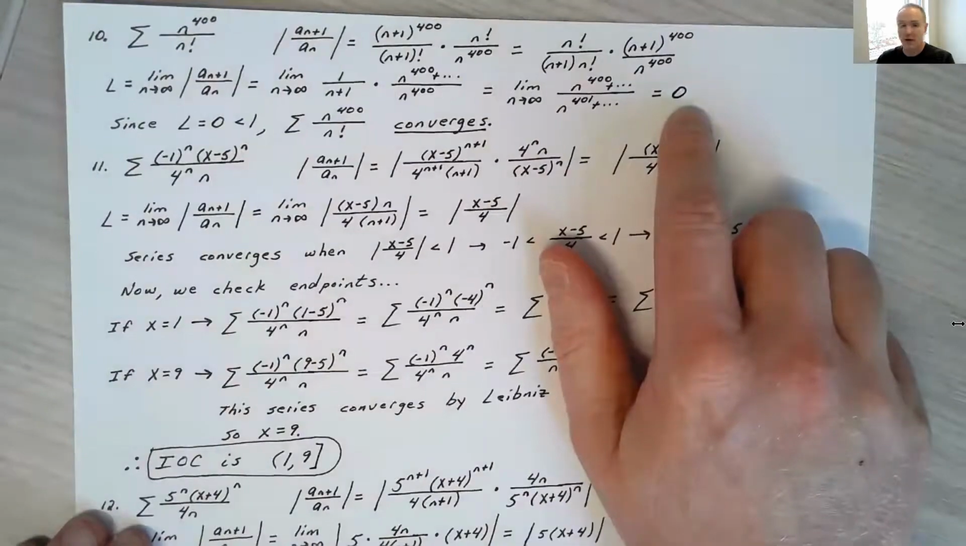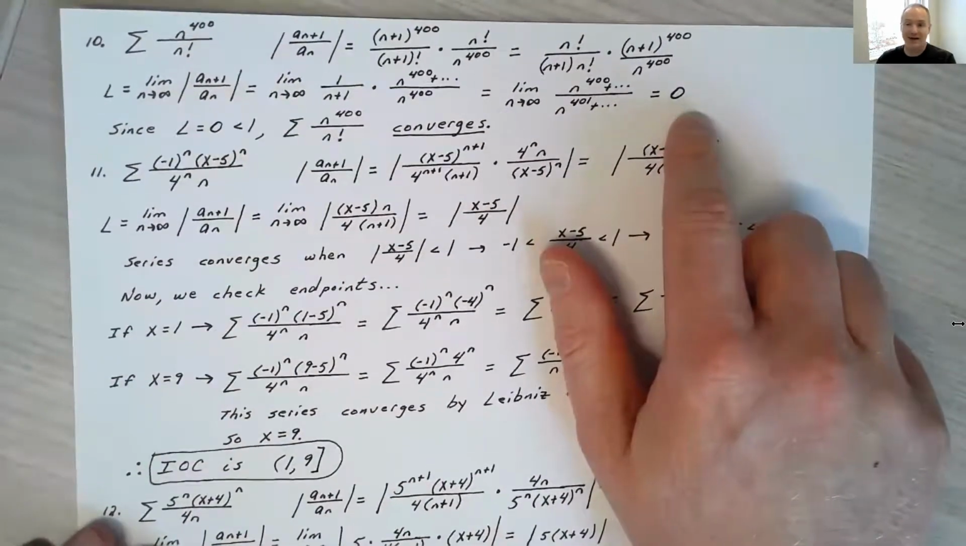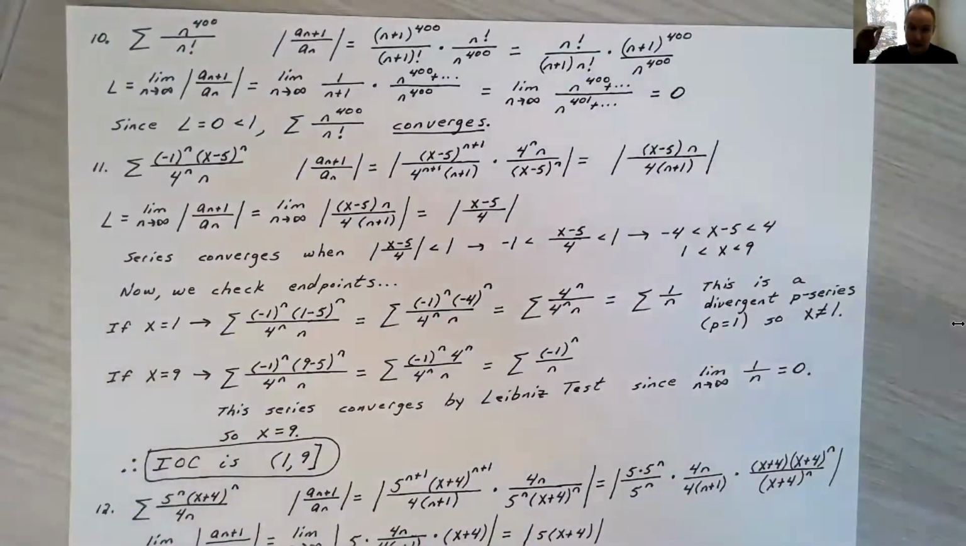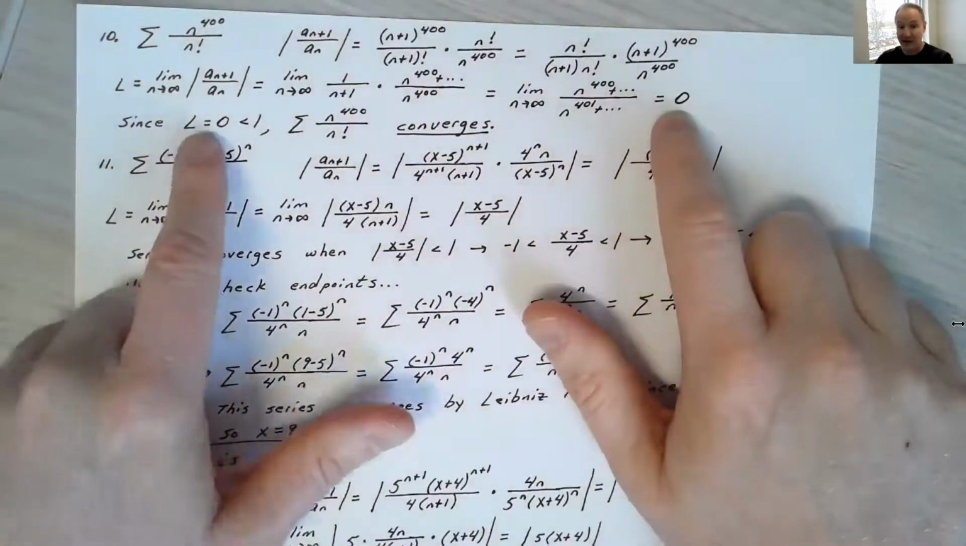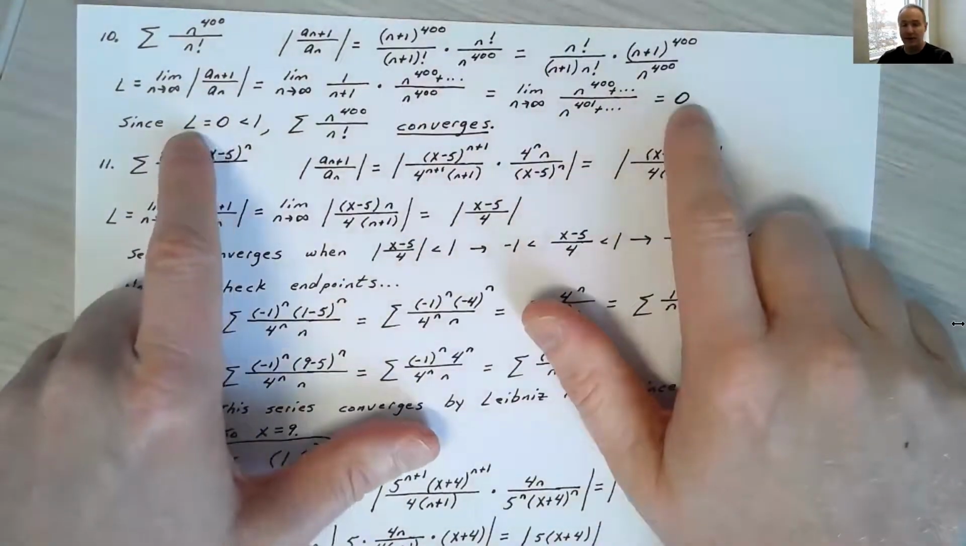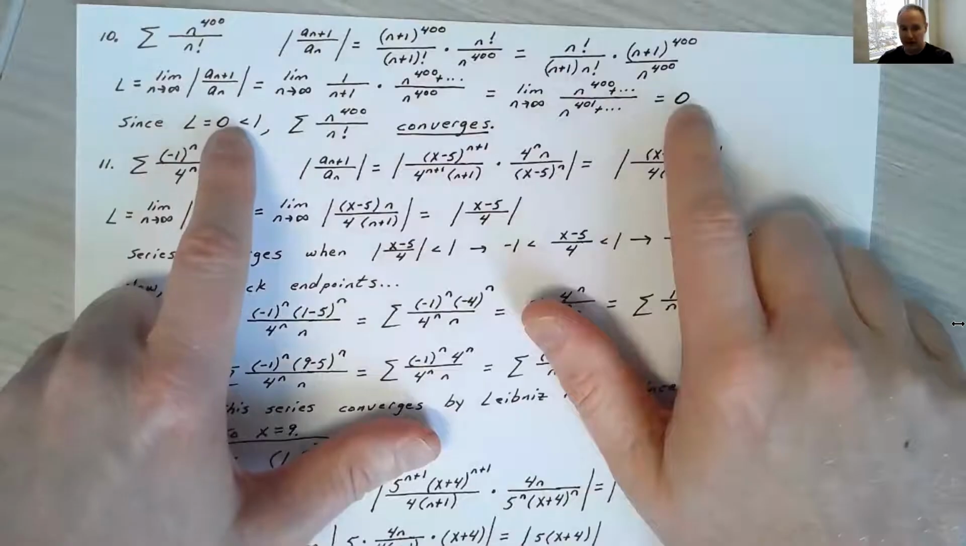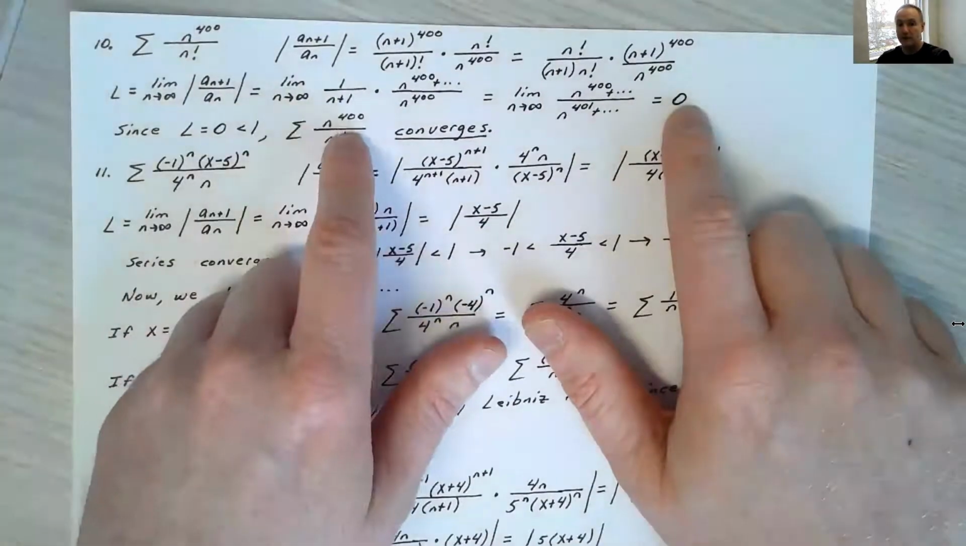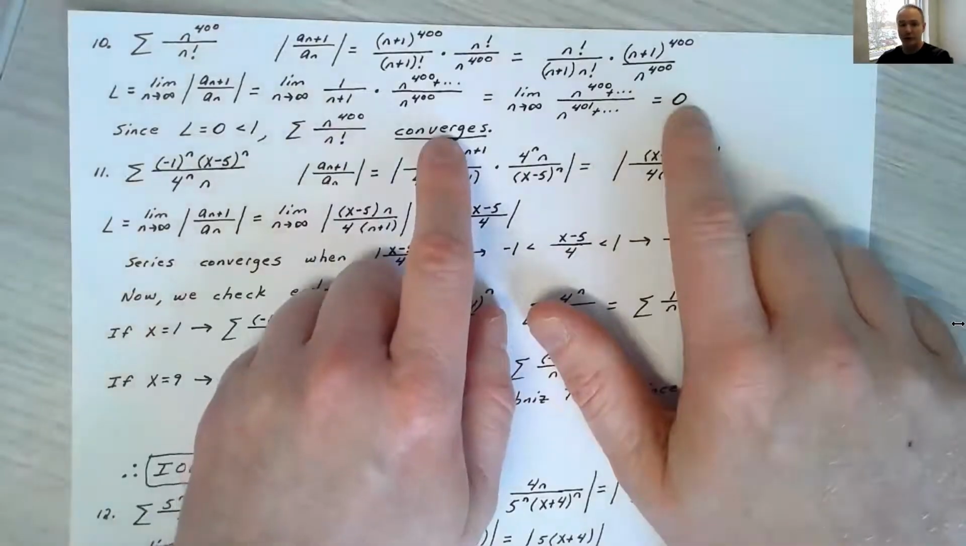What does that tell us? Well, the ratio test tells you that anytime the value of your common ratio, the limit as n approaches infinity of a sub n plus 1 over a sub n, anytime the value of that ratio is less than 1, then your series converges. Well, 0 is clearly less than 1, so I can say my limiting value is less than 1. 0 is less than 1. Therefore, this series converges. Done.